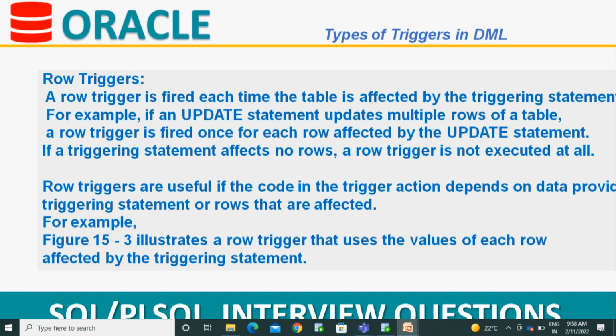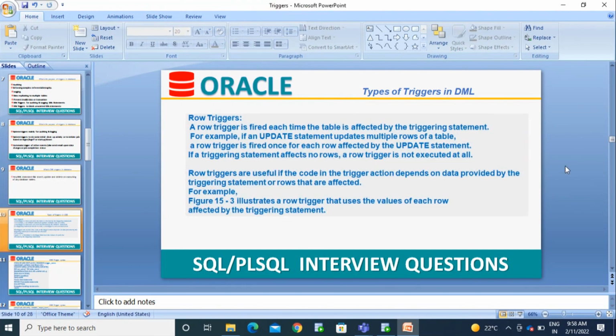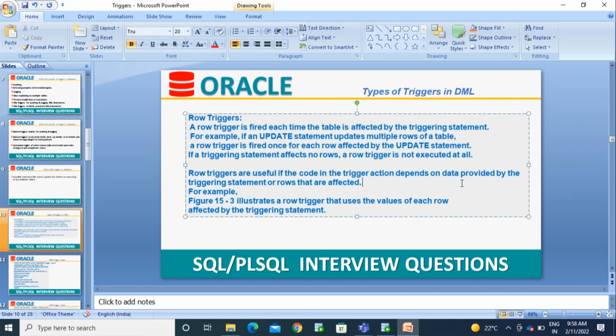Okay, so row triggers are useful if the code in the trigger action depends on the data provided by the triggering statement or the rows that are affected. So the trigger depends on the information being updated.